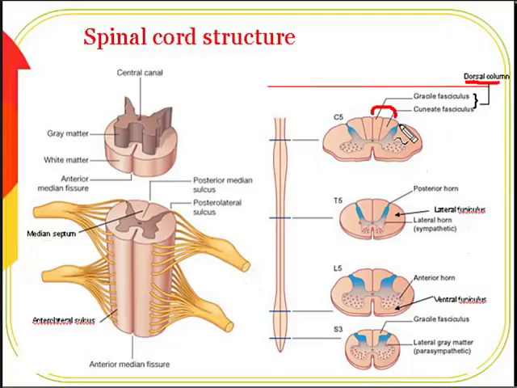This portion which lies on the side is known as the lateral funiculus, and then you have a portion which is present in front, that's known as the ventral funiculus. So you have a dorsal, a lateral, and a ventral funiculus. This area which is right in front, which connects the two sides, this part here is known as the anterior commissure.